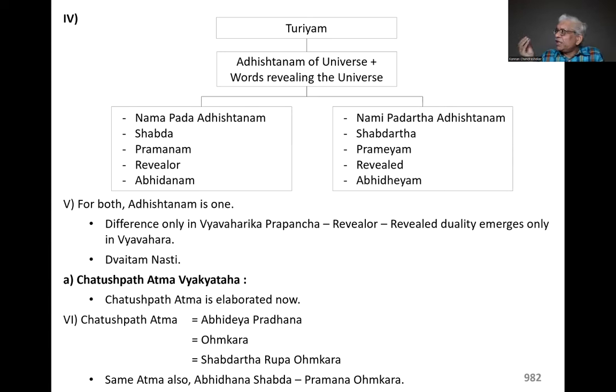Now, what is Turiyam, which is described in the seventh mantra? That is the adhishtanam for the entire universe. And there are two parts to that adhishtanam. Two parts to the Turiyam. One is adhishtanam of the universe. The second is the words which reveal the universe. There is a revealer and a revealed relationship between the words and the meaning. There is a sambandha. Abhidana, abhideya, sambandha means between the word and the meaning, there is a relationship.